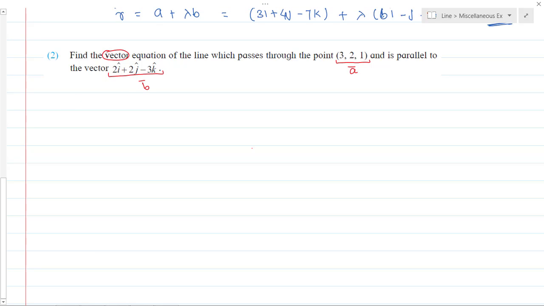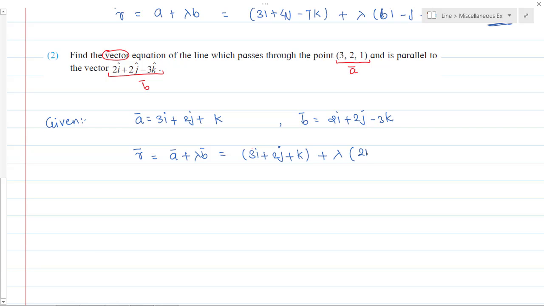Again we can simply write what is given. Here the point is given in terms of coordinates, so we have to write it as a position vector. So a bar equals 3i plus 2j plus k, and b bar equals 2i plus 2j minus 3k. Perfect. We know that the vector equation is r bar equals a bar plus lambda b bar. So it is 3i plus 2j plus k plus lambda into (2i plus 2j minus 3k). That's it, this is my answer. We don't have to do anything else, just understand the given question and find the values of a and b. Nothing more than that.